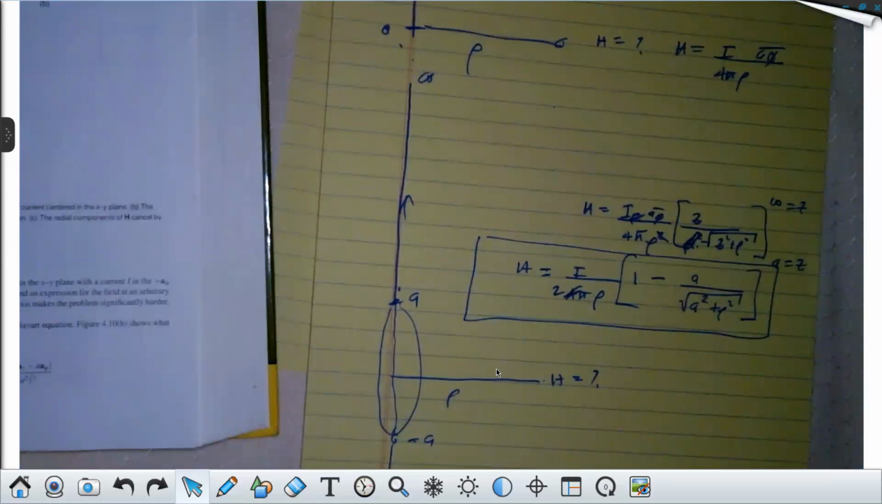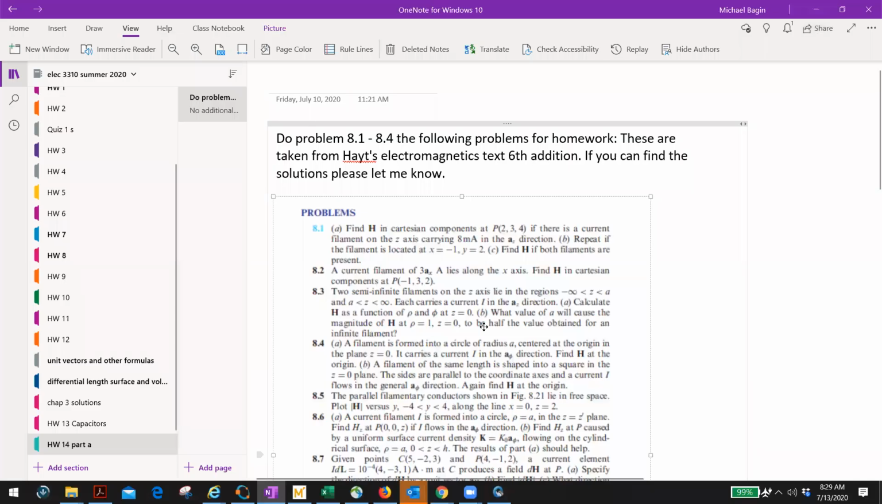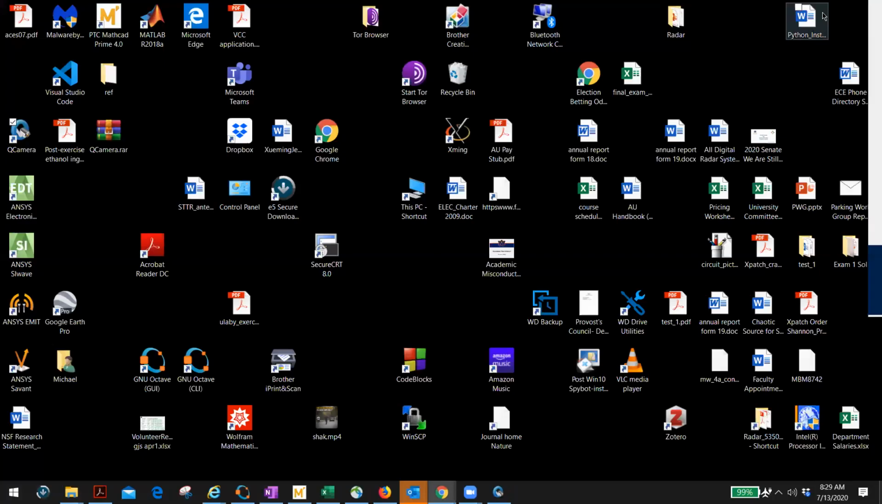Now, they ask a question in the problem right here. They say, what value of A will cause the magnitude of the H field at rho equal 1, z equals 0 to be half the value obtained for an infinite filament? Well, for an infinite filament, what do you have? Now I'm going to go back here. If I have an infinite filament, I have H equals I over 2 pi rho A phi, right?